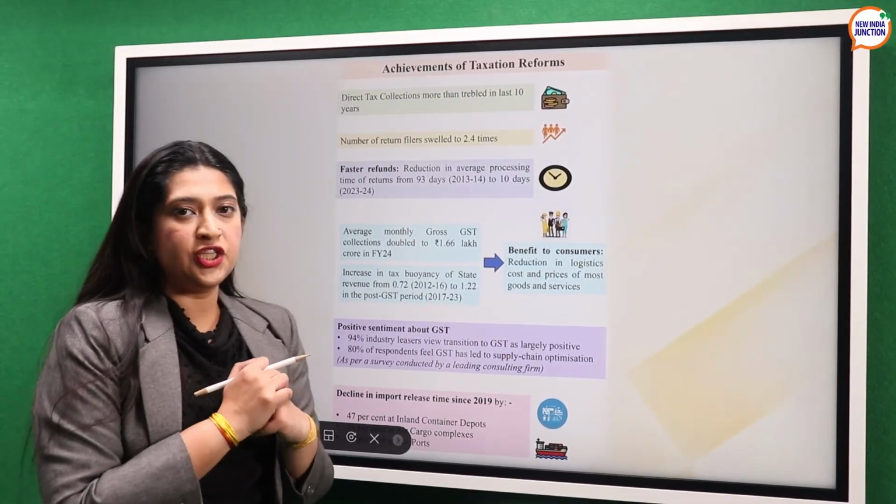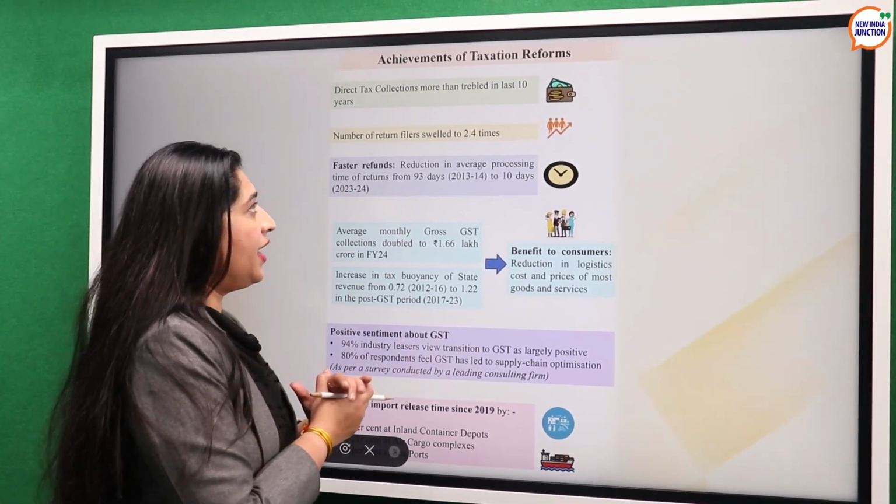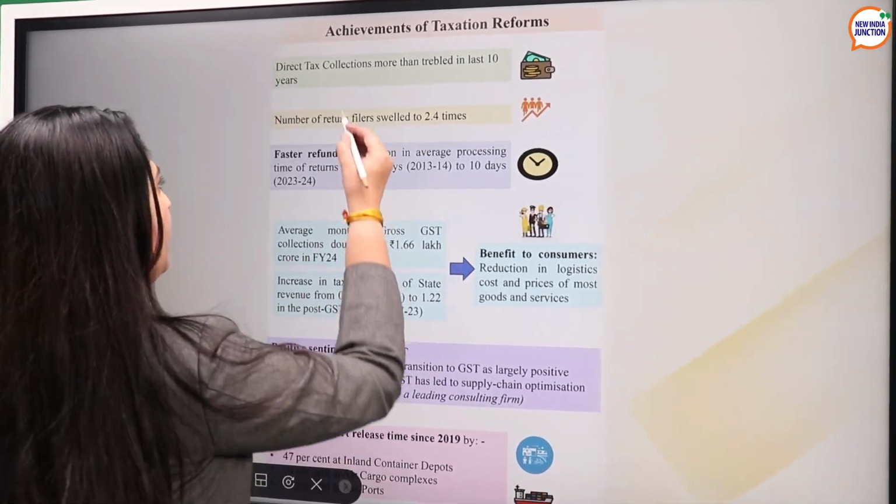Now let's talk about achievements of taxation reforms. Direct tax collections have more than doubled in the last 10 years, and corporate tax collections are more than three times.